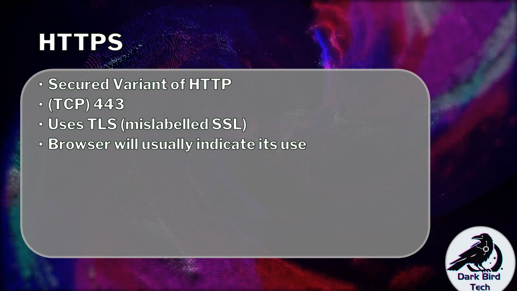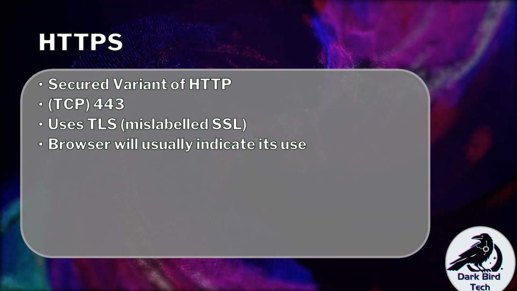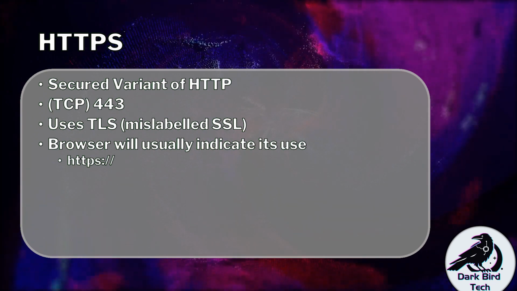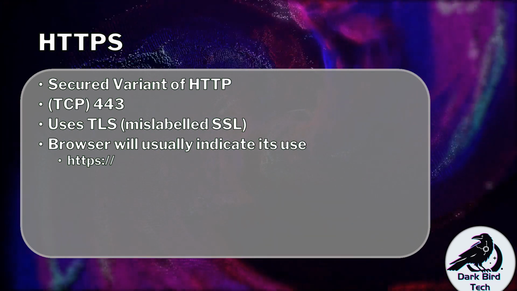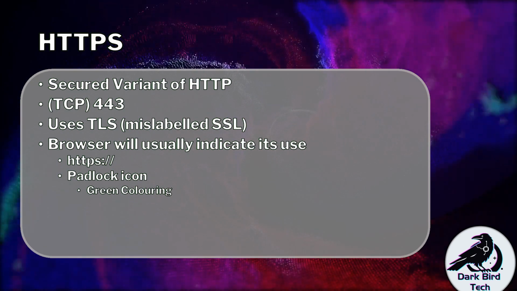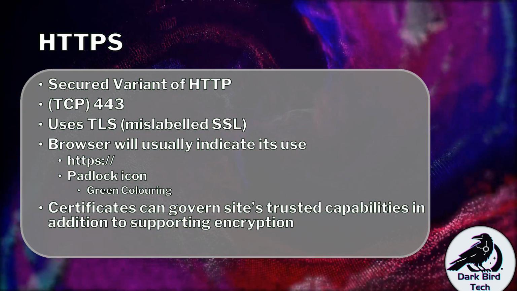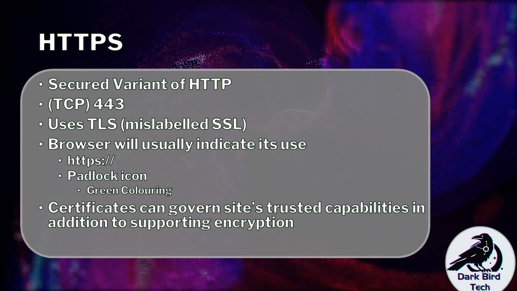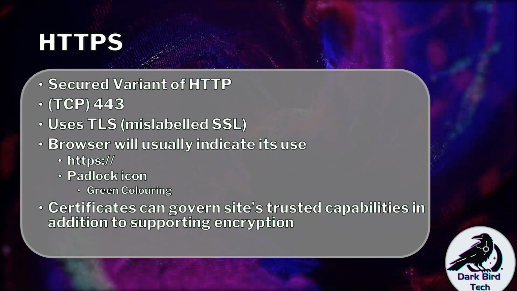And the browser will usually indicate when you're using it via https:// in the URL bar, or if it doesn't show that, it'll do a padlock icon, maybe with some green coloring. And we use TLS and certificates to govern the site's trusted capabilities and the type of encryption it supports.